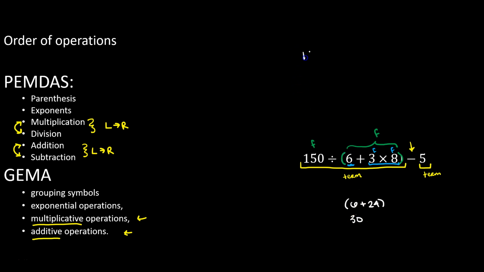Now we can rewrite it to say 150 divided by 30 minus 5. And then 150 divided by 30, we need to do our multiplicative operations before we do our additive operations. So 150 divided by 30 is 5. And then we bring down our additive operation. 5 minus 5 will get 0.